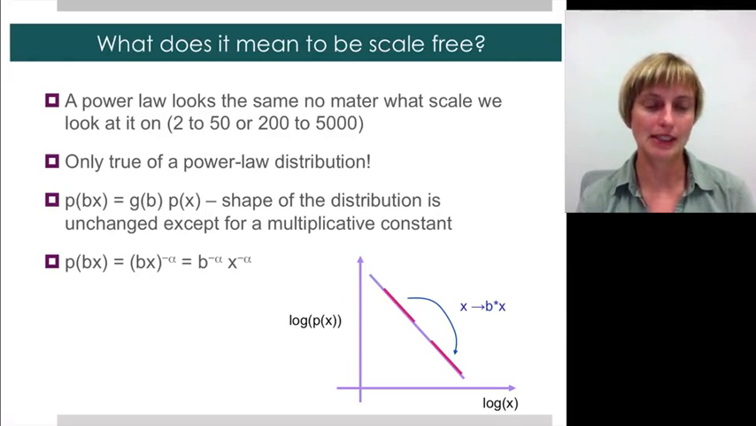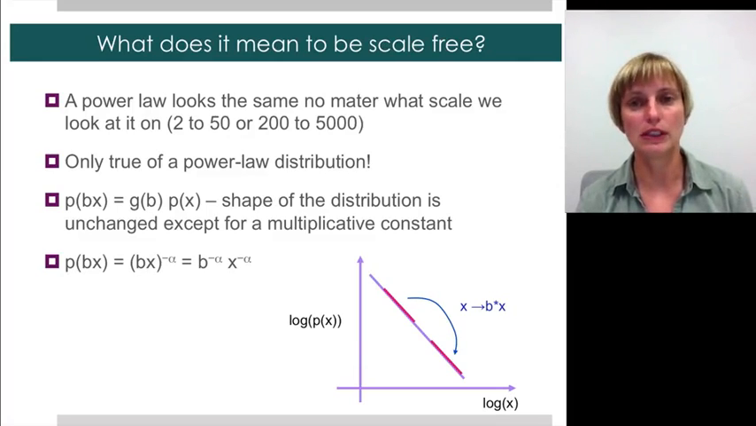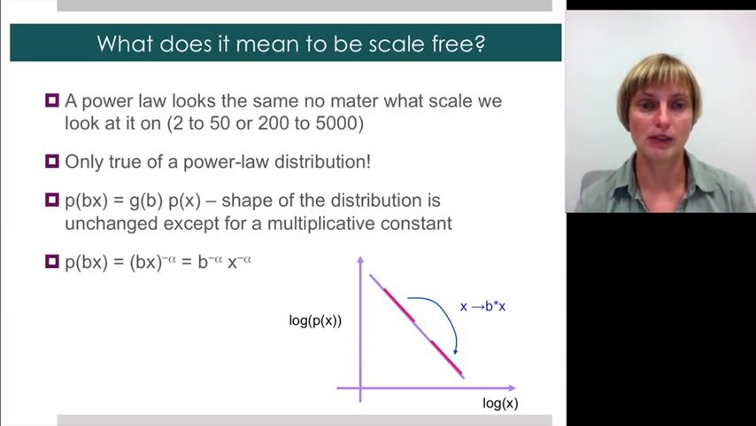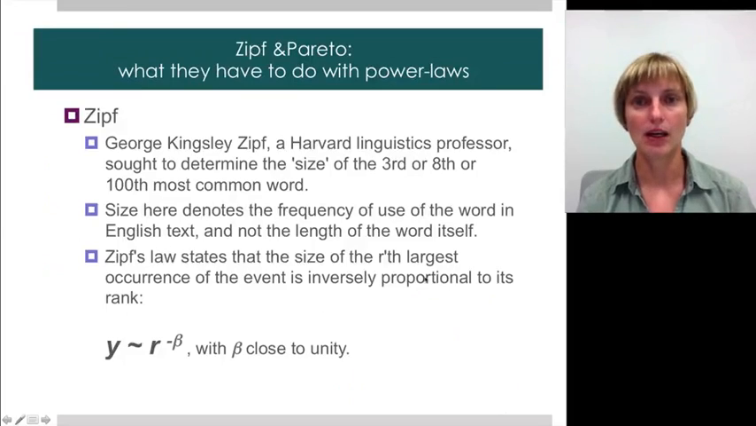We often hear power law networks referred to as being scale-free. What this means is that the power law looks the same no matter what scale we look at. So whether it's in the range of 2 to 50 or 200 to 5,000. And this is only true of a power law distribution, because if you change X by some multiplicative constant, that probability is just going to have another constant in front.